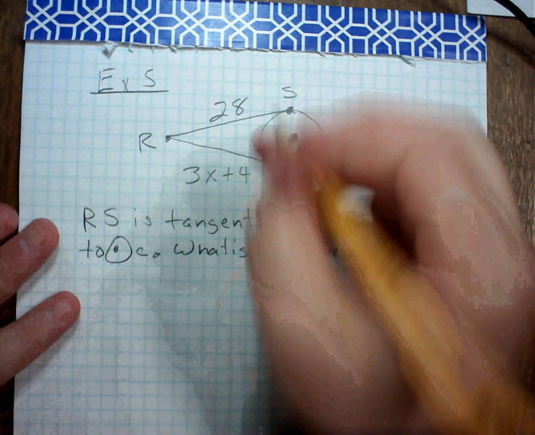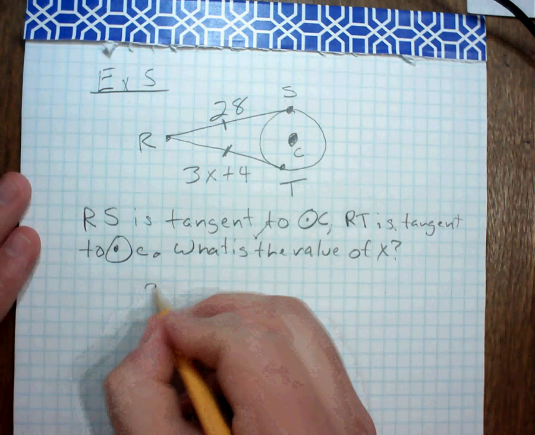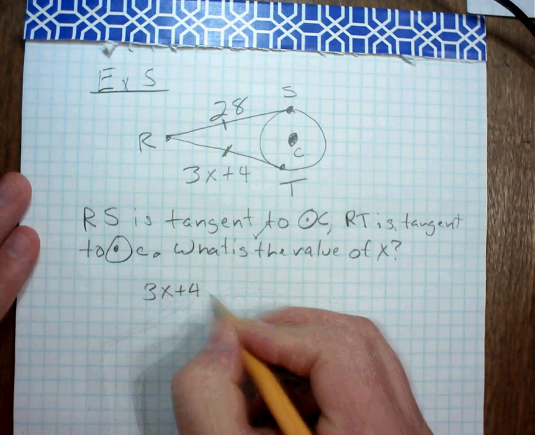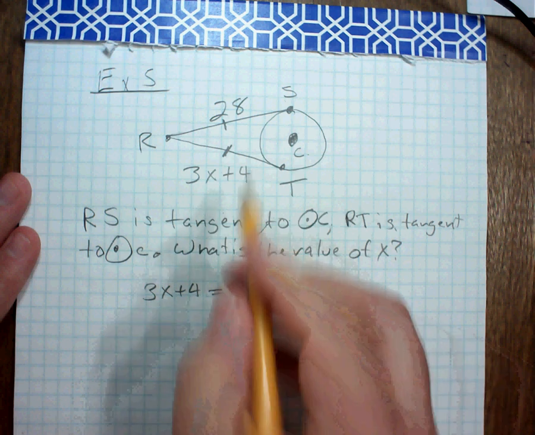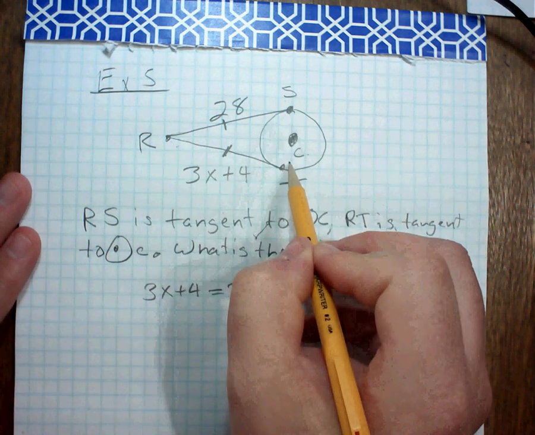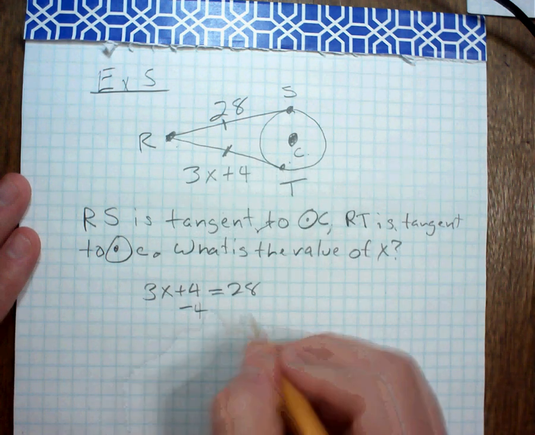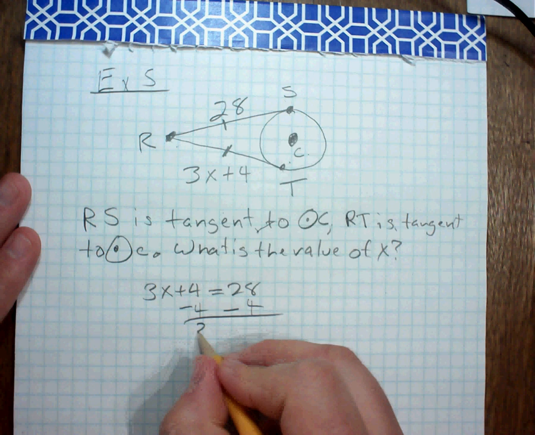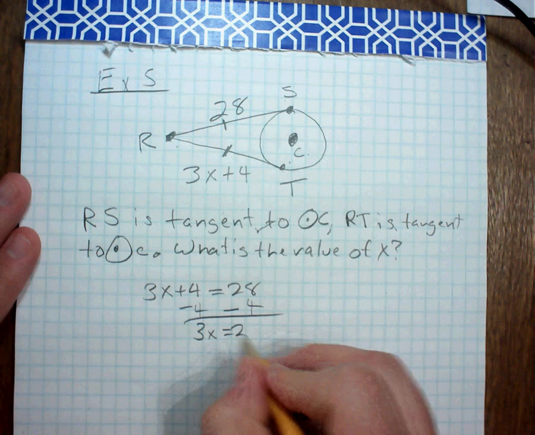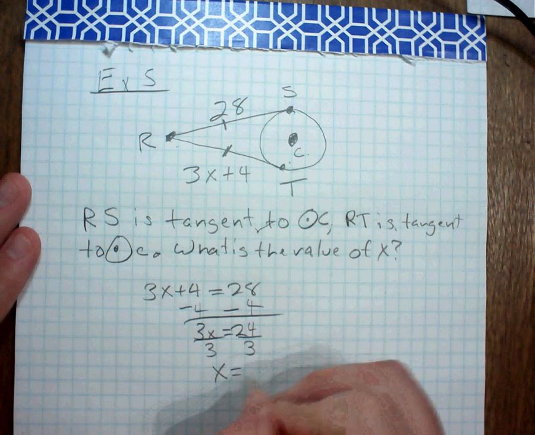So we know that this has to be congruent to this. In other words, 3x plus 4 has to equal 28, because if they're both tangent to the circle and they have a common point, then they're congruent. So this is pretty easy. I'm just going to subtract 4 from both sides, and I get 3x is equal to 24, divide by 3, and I get x equals 8.